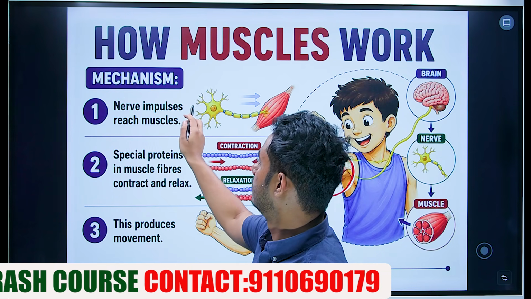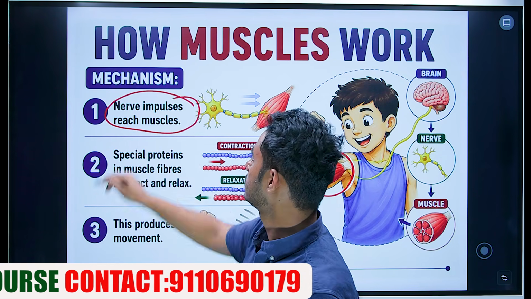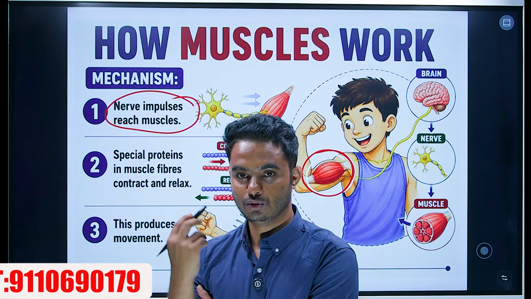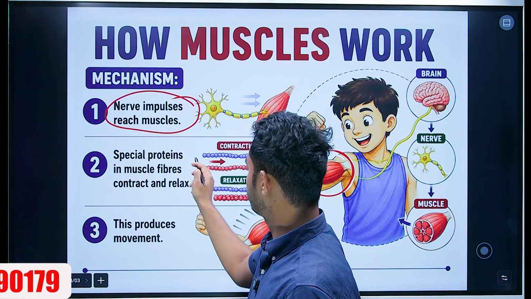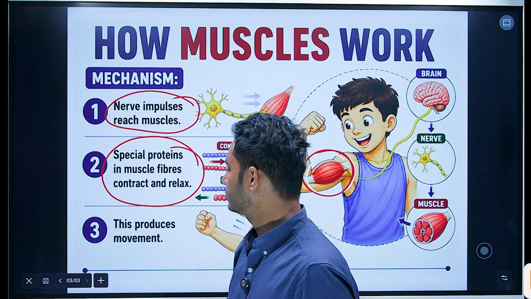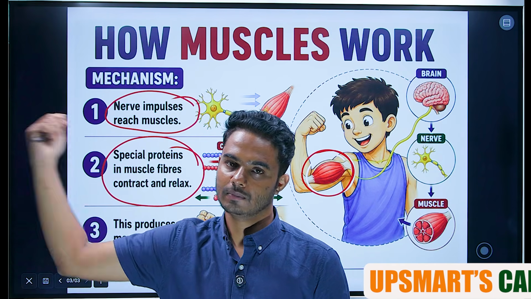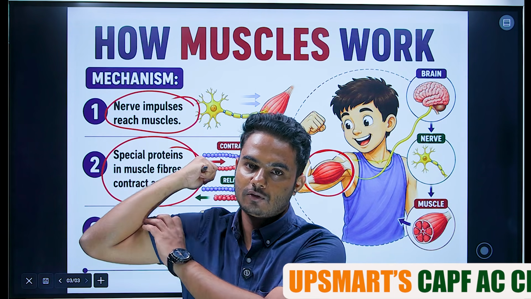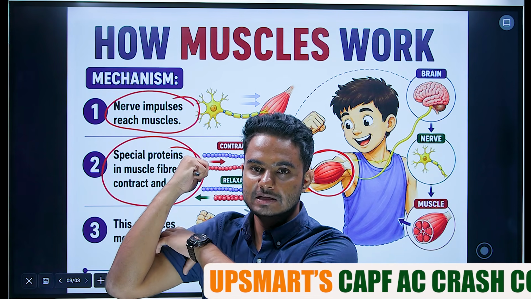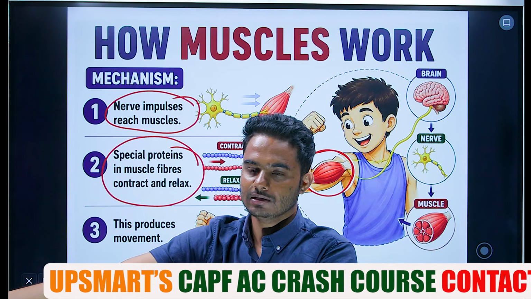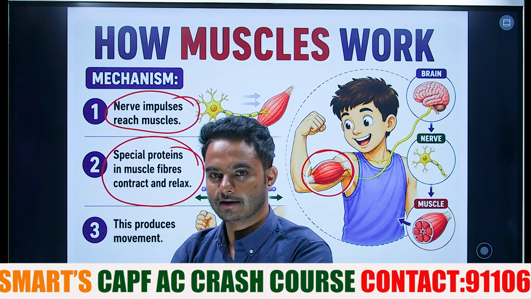First is nerve impulses reach the muscle. Your nerves, your dendrites, will tell the muscle to react. Next, special protein in muscle fibers contracts and relaxes. Now my nerves are telling me to fold this hand. If I fold this hand, it is contracting. My biceps is growing. Okay, it is contracting, it is growing. If I release it, it is flattening.